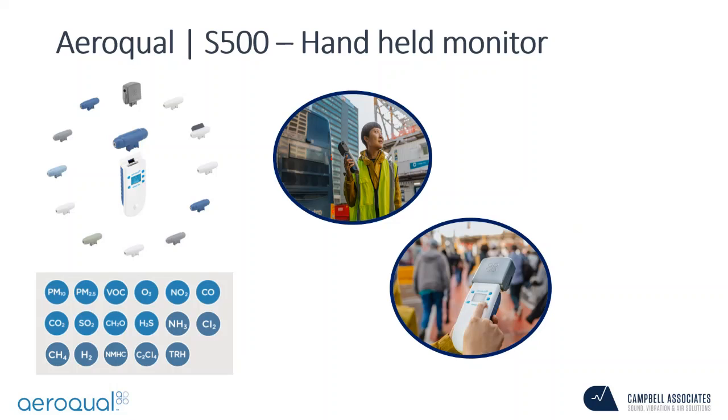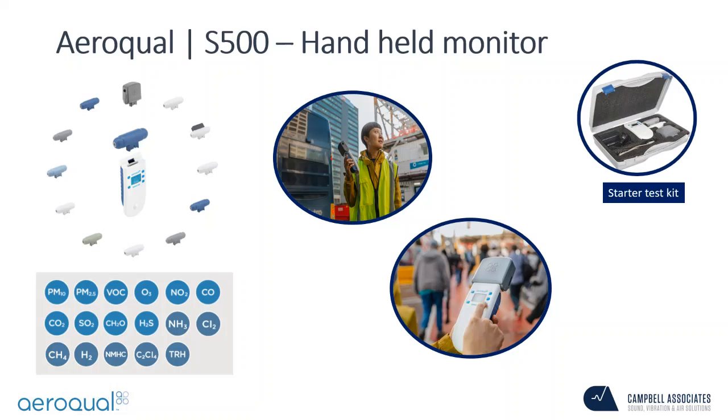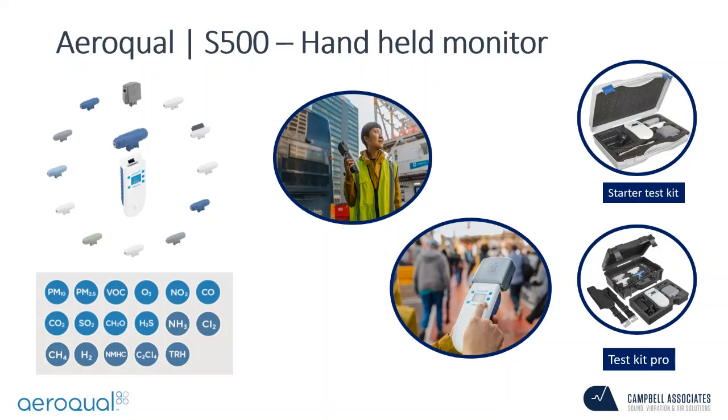So as I mentioned, we have more than 28 sensor heads available, including sensor heads for PM2.5, PM10, VOCs, ozone, and NO2. You can create your own kit, but we have some kits available for outdoor and indoor measurement. So we have the starter test kit, the test kit pro. We have a very nice case that you can keep your monitor inside with the sensor heads. And then it's very easy if you need to go to different locations to carry out measurements. You can just take your carry case and do the measurements.